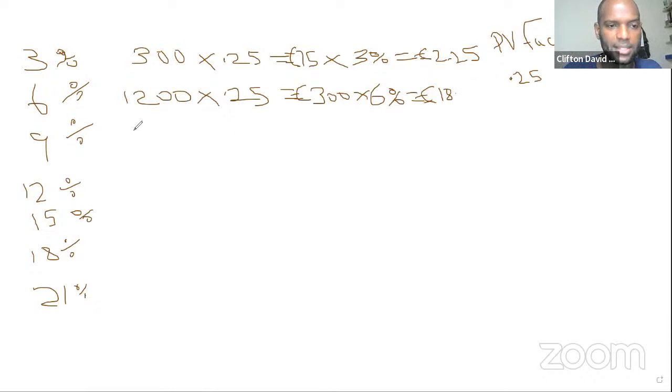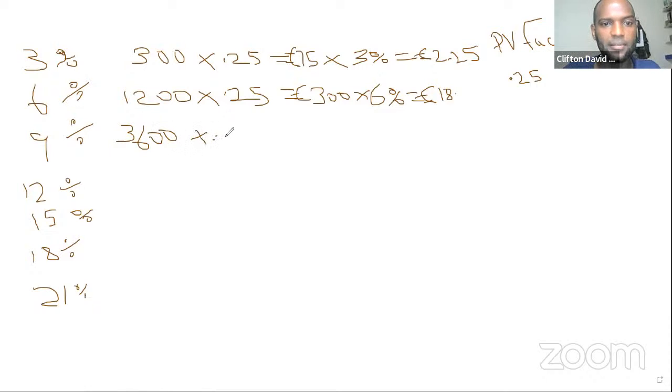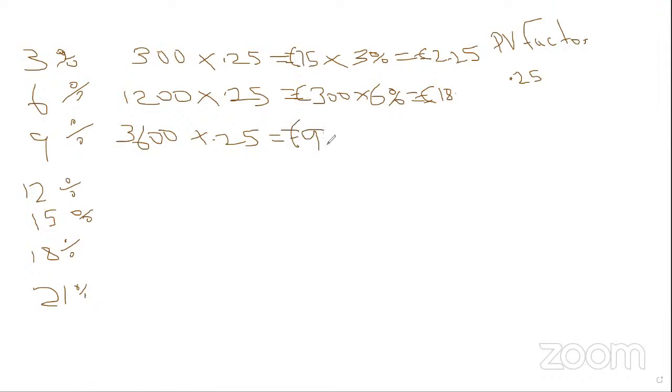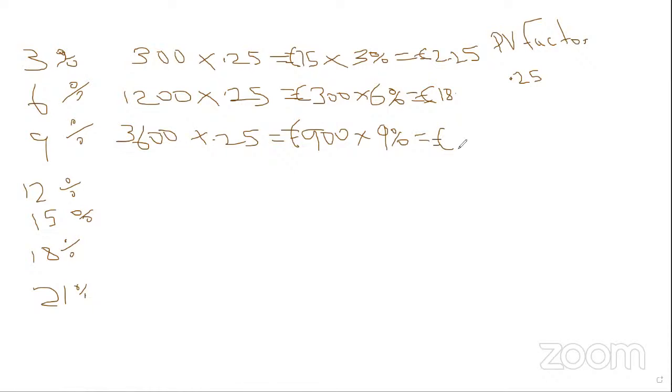9%, again, the formula is the very same. So it's going to be 3,600 times 0.25, which is going to give you 900 euros. Yeah, 900. Somebody's having a calculator there working with me. Go ahead. 900 times 9% now. 9% of the 900 euros is how much? 81. So you earn 81 euros.